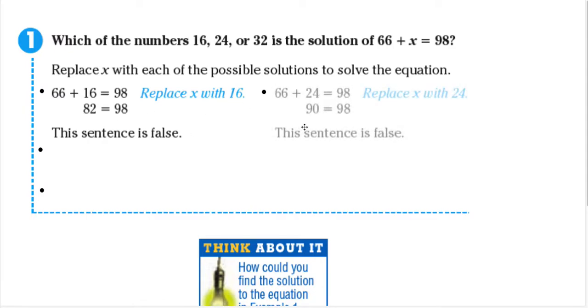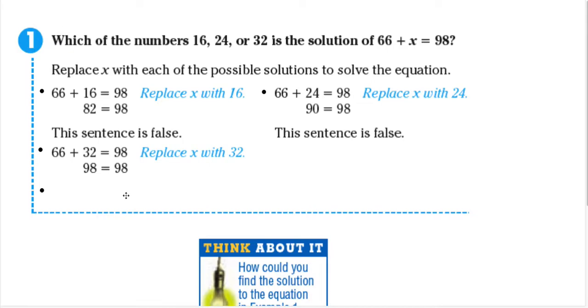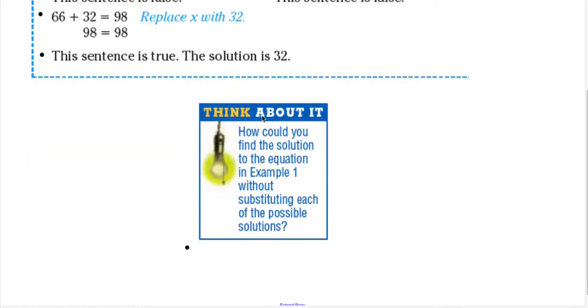If you try 24 and we substitute the value of 24 to x, again, it is not true because 90 is not equal to 98, so the sentence is false. Finally, if we substitute 32, it'll make the equation true because 66 plus 32 is equal to 98. So the solution is 32 because that's what makes the sentence true.